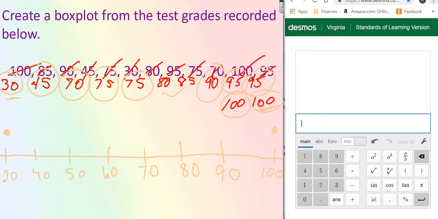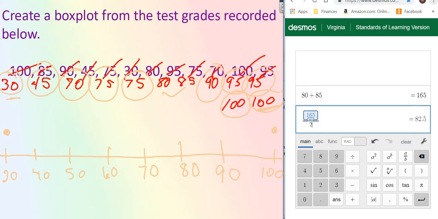So I'm going to take 80 plus 85. I got 165. So I'm going to take that answer and divide it by 2, which gives me a median of 82.5. So I'm going to put it at 82.5. Now I have to find the median of my lower numbers.